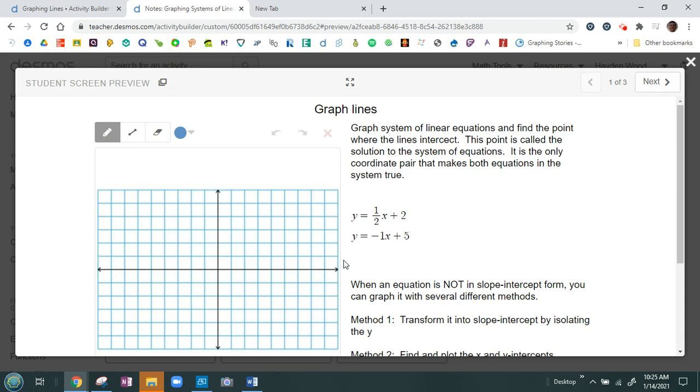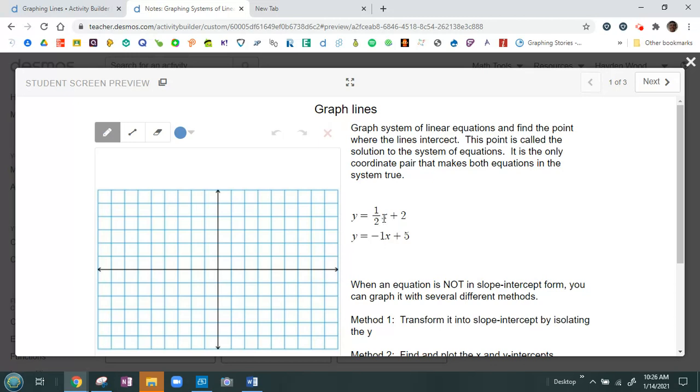All right. Well, we are hopefully pretty good at graphing lines, especially ones in slope-intercept form. And today we're going to be talking about systems of linear equations, which is just more than one. So now we have two linear equations, and what we want to do is find the solution to the system. The solution to the system is one point, one coordinate pair that makes both of these equations true.